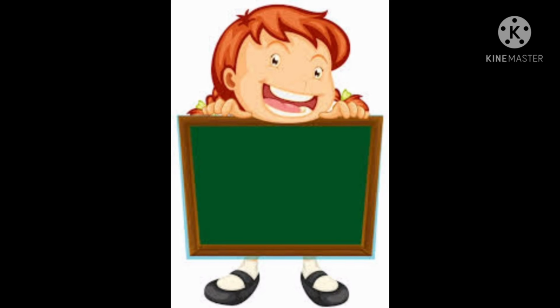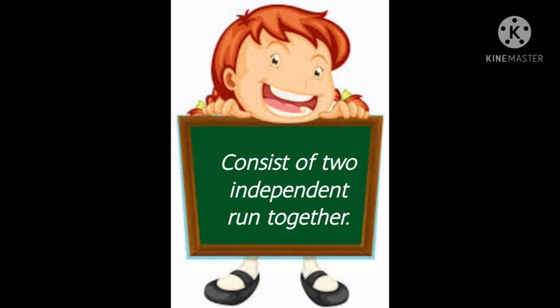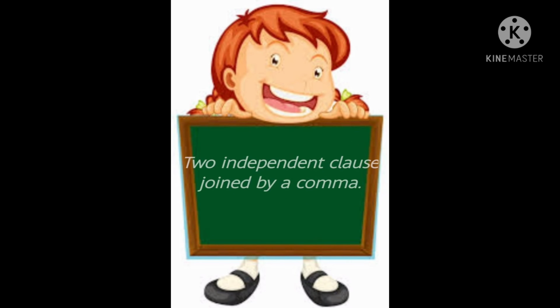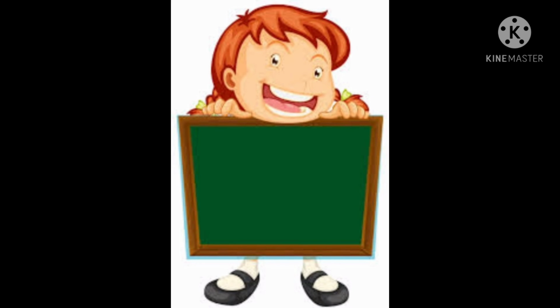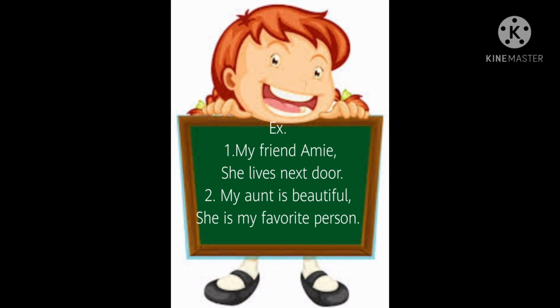The next topic that I'll be discussing is all about run-ons. Do you have an idea what run-ons are? Well, a run-on may consist of two independent clauses run together. Example, "This cookie tastes good I like that one better." A run-on may consist of two independent clauses joined by a comma. "My friend is Amy, she lives next door."